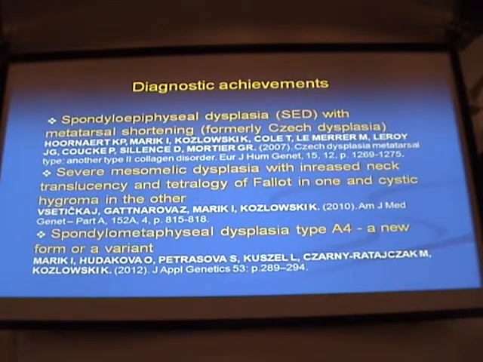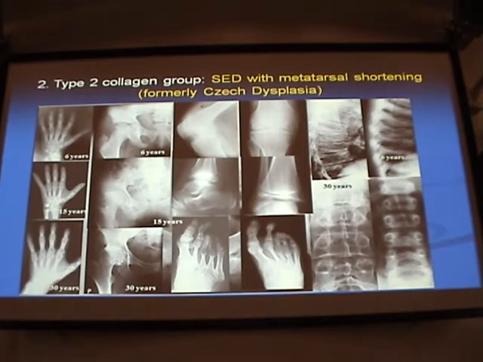These are spondylopathy dysplasia with metatarsal shortening, formerly called Czech dysplasia; severe mesomelic dysplasia with increased neck translucency and tetralogy of Fallot in one and cystic hygroma in the other. And the third new nosologic unit is spondylometaphyseal dysplasia type 4, a new form or a variant. This is typical X-ray changes in patients with Czech dysplasia.